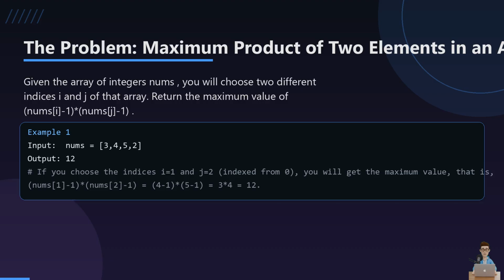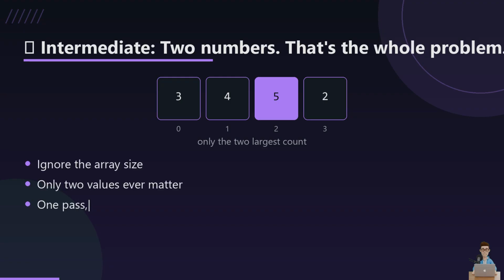Maximum product of two elements in an array. Here's the narration. You're given an array of numbers and you need to pick two of them at different positions. For each of the two numbers you pick, subtract one from it, then multiply the two results together. Your goal is to choose the two numbers that make this product as large as possible and return that largest value. Intermediate level, 500 numbers, but only two decide the answer.